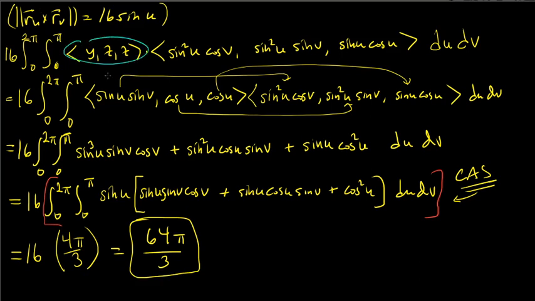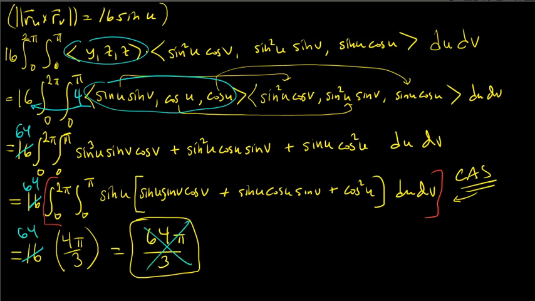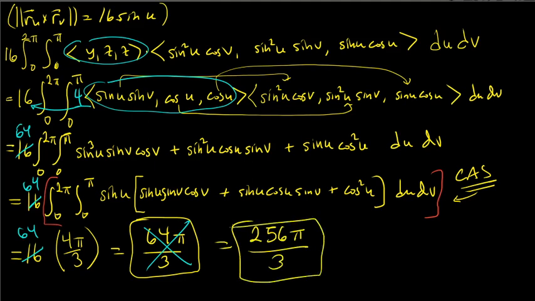So my mistake was going from here to here. There should be a 4 here, a 4 here, and a 4 here, which means we can factor out that 4 from all three of these, and that multiplies 16. So this 16 at this point should have been a 64, which means this should have been a 64. And now 64 times 4 is 256. So the final answer should be 256 times pi over 3. Yep.